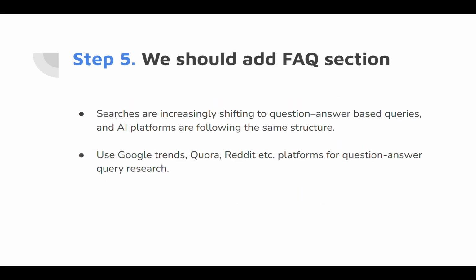We should also add an FAQ section. Searches are increasingly shifting to question and answer based queries, and AI platforms are following the same structure. Use Google Trends, Quora, Reddit, etc. platforms for question and answer query research. FAQ is the best thing you can add. You can use FAQ schema. Sometimes Google shows it on the search engine result page.